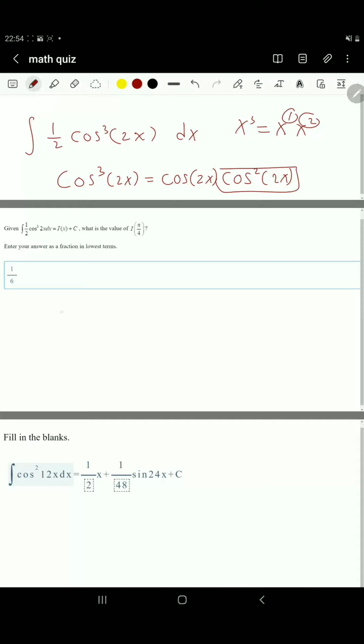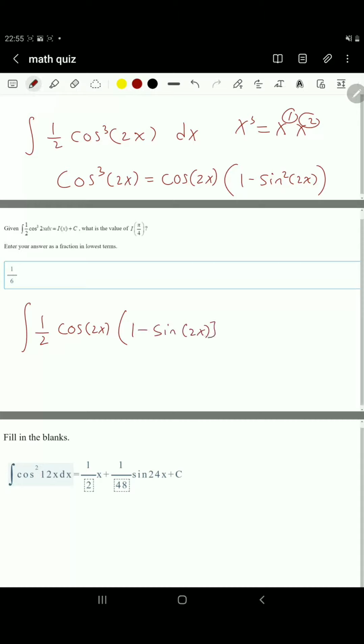Cosine squared 2x, so we know that sine squared plus cosine squared is equal to 1. So if we want to find cosine squared, we take sine squared to the other side, so it becomes 1 minus sine squared. But sine squared of what? We're talking about 2x. So this is just 1 minus sine squared 2x. Cool. Okay, so now you have the integral of half cosine 2x times (1 minus sine squared 2x).